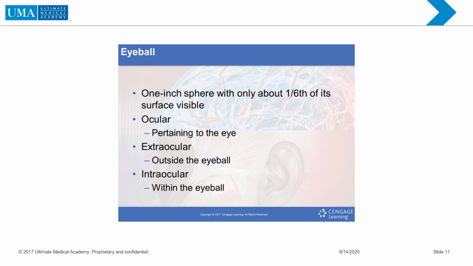Next, we have intraocular, and this means within the eyeball. Notice the prefix intra, meaning within. Ocul, that OCUL, means eye. And then we have the suffix of AR, the R meaning pertaining to. So intraocular means pertaining to within the eyeball.